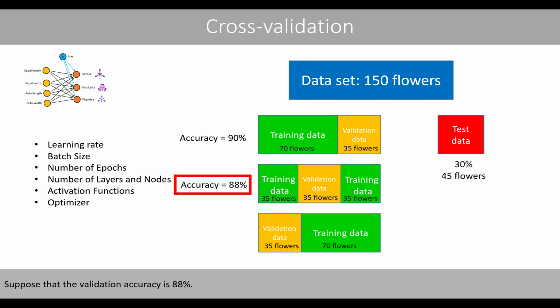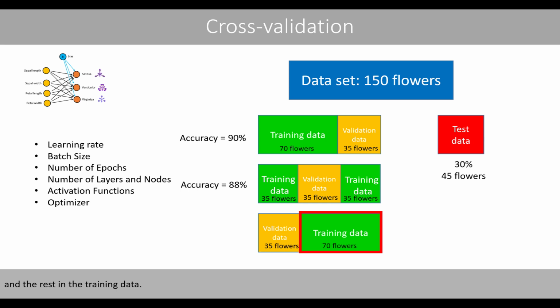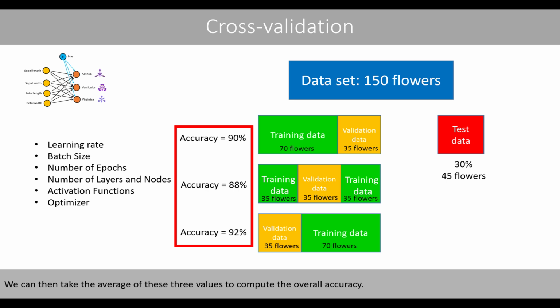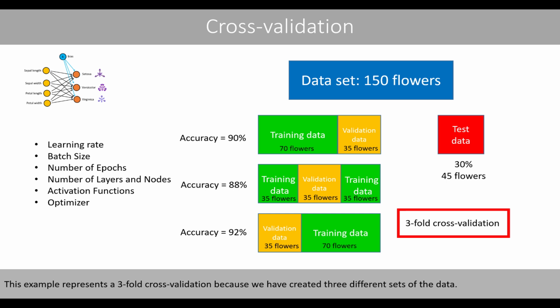Suppose that the validation accuracy is 88%. Finally, we use these flowers as the validation data and the rest as the training data. Suppose that the accuracy based on the validation data is 92%. We can then take the average of these three values to compute the overall accuracy. This example represents a threefold cross-validation because we have created three different sets of data.